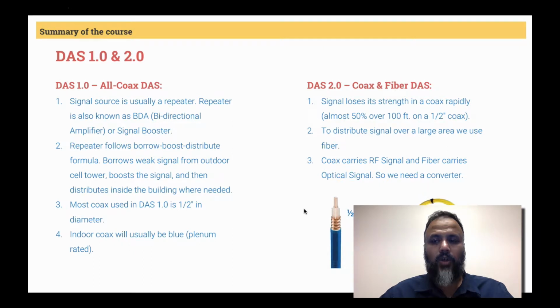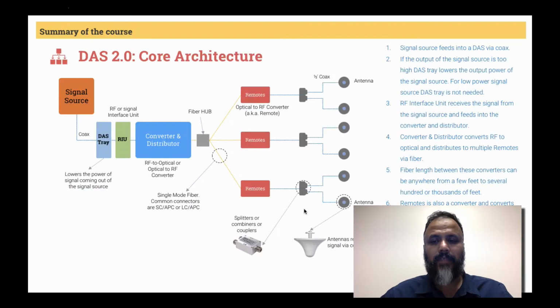First one was all coax DAS or DAS 1.0. DAS 2.0 is coax and fiber-based DAS. I showed the core architecture of DAS 2.0. Core architecture because if you understand this architecture, you will be able to understand most of the DAS 2.0 platforms from different manufacturers in the market.